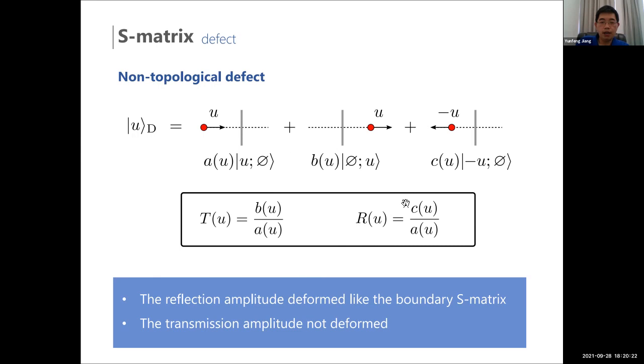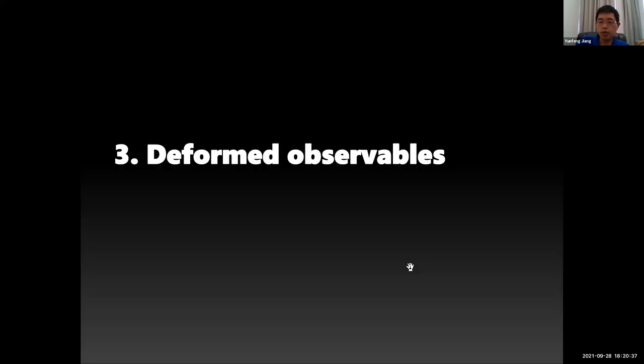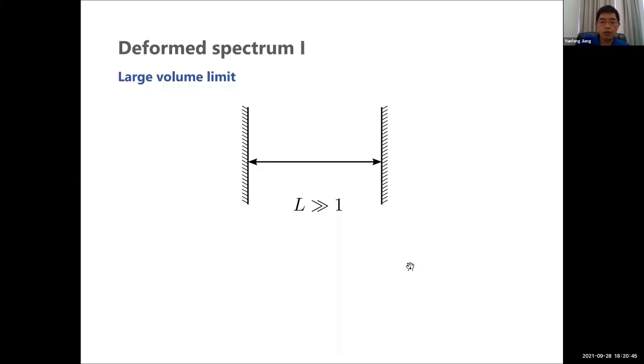So by now I have told you how TTbar and general bilinear deformation change the S matrix, both in the bulk and in the boundary and also for the defect. Then I will go to the last part of the talk, which is using this information to actually compute physical quantities. Now, the first quantity that pops into your mind is for sure the spectrum.